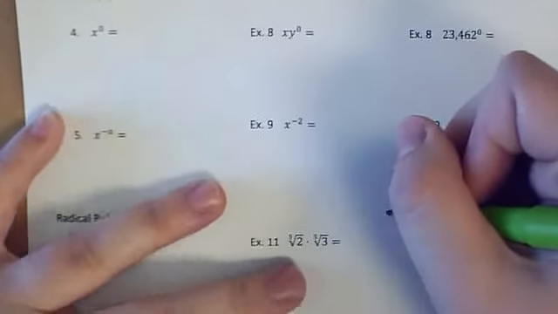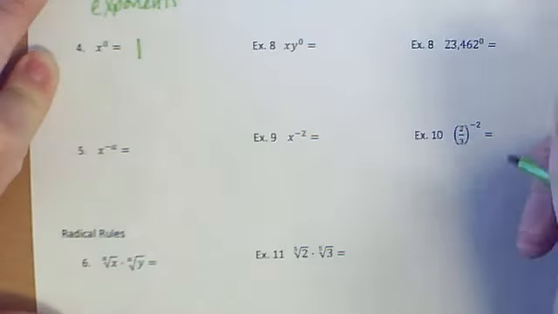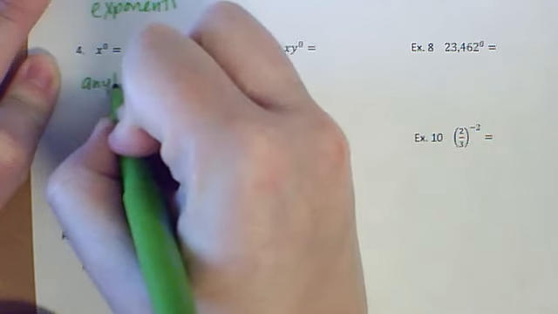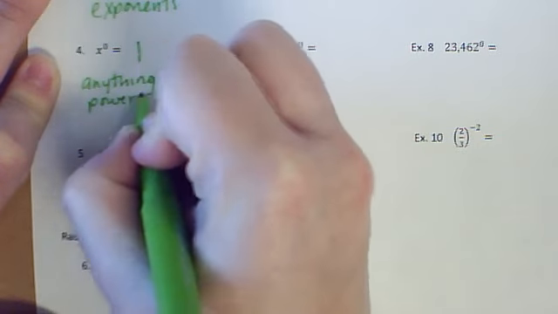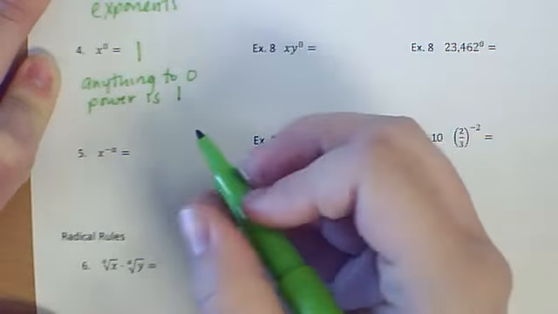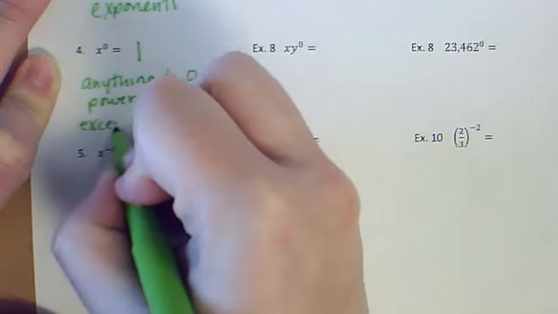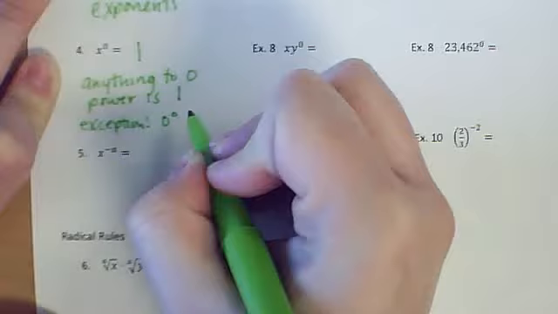Alright, x to the 0 is 1. Anything to the 0 power is always 1. And the only exception is 0 to the 0.